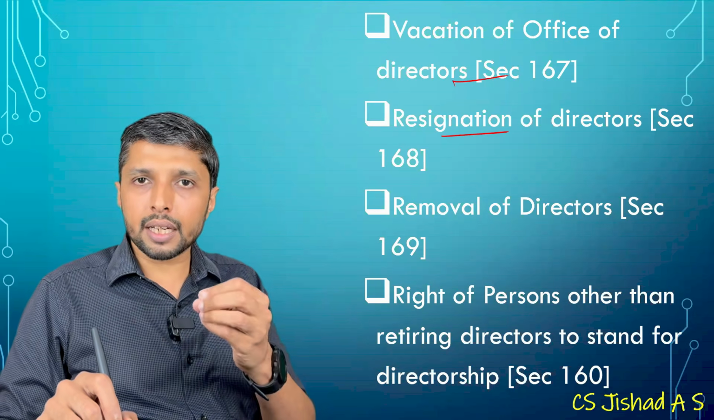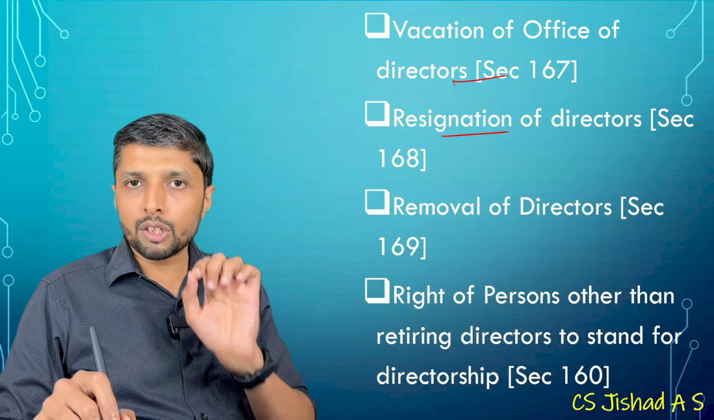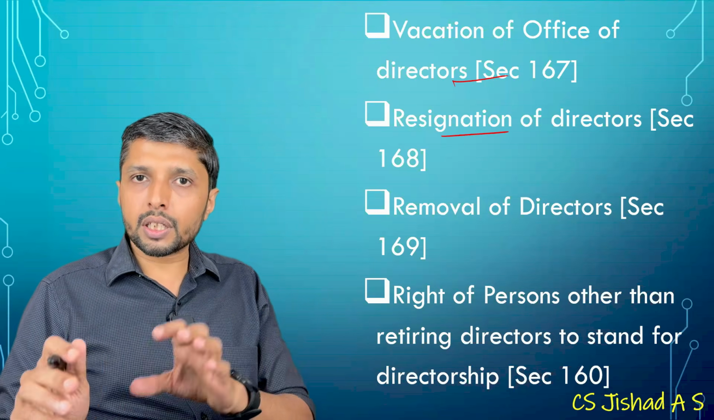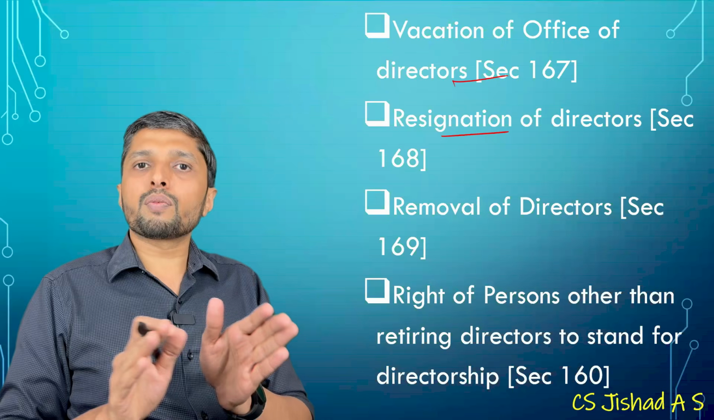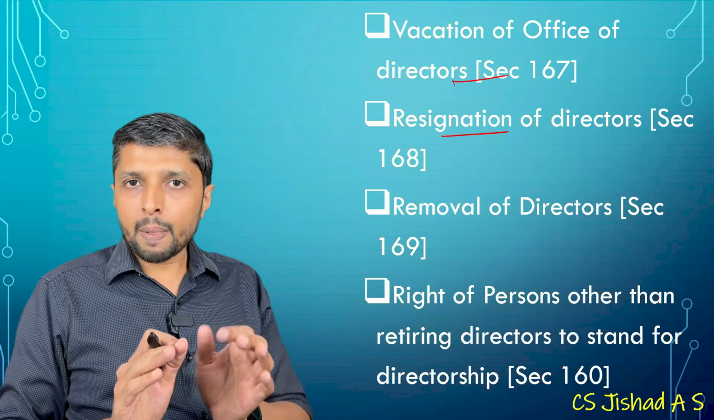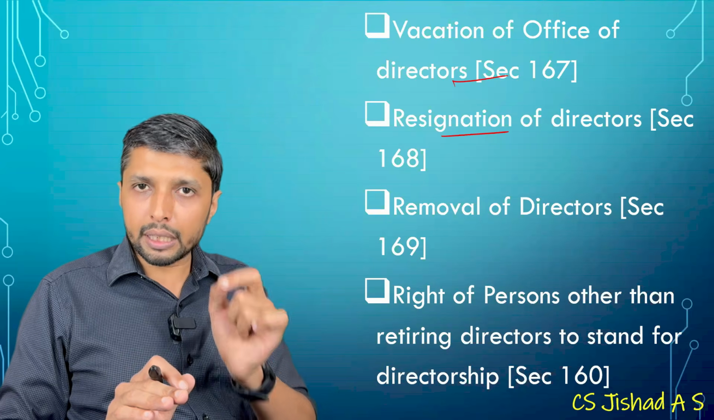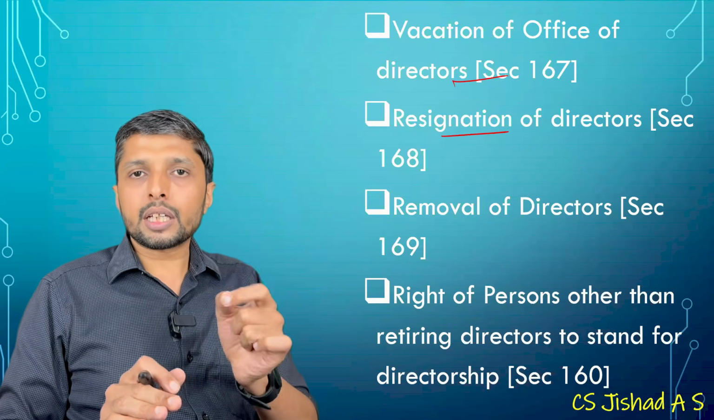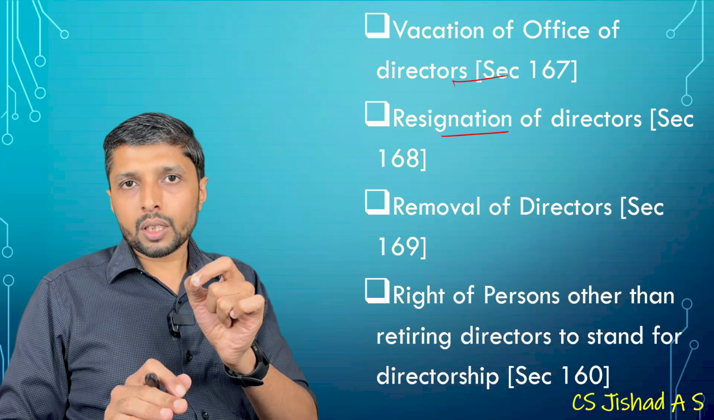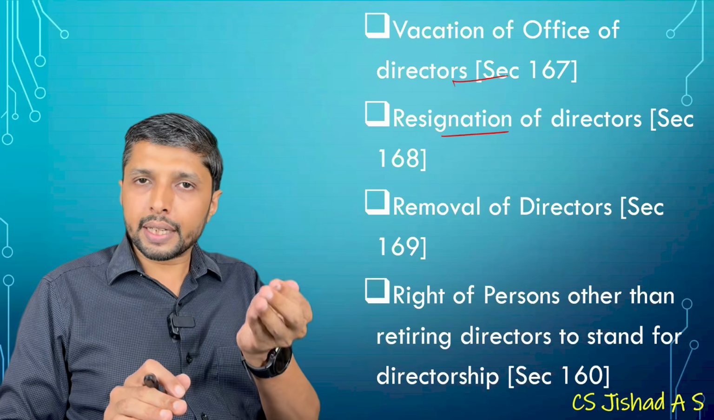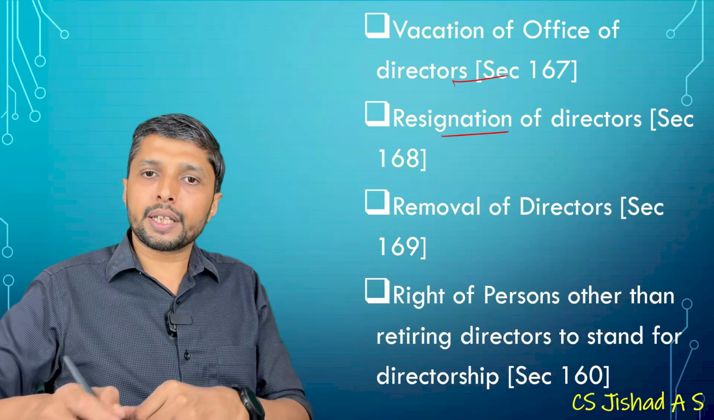A director can resign by intimating the company in writing. The company has to file form DIR 12. If it is not filed, the director has to file DIR 11. The resignation shall take place from the date of intimation or the date which is specified in the intimation, or the date of receipt of intimation by the company.